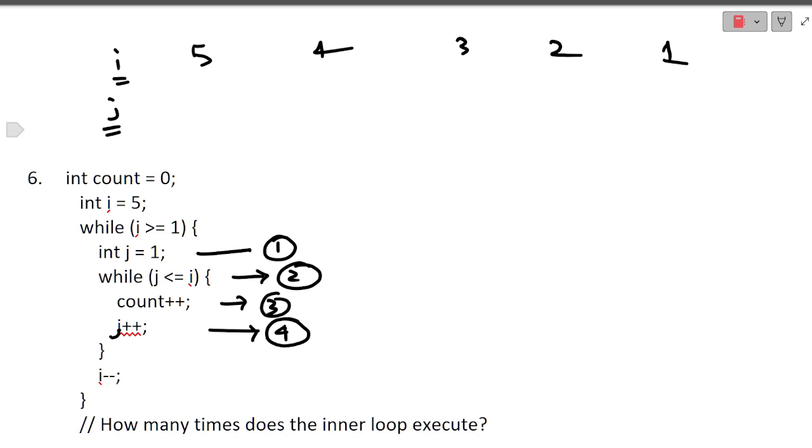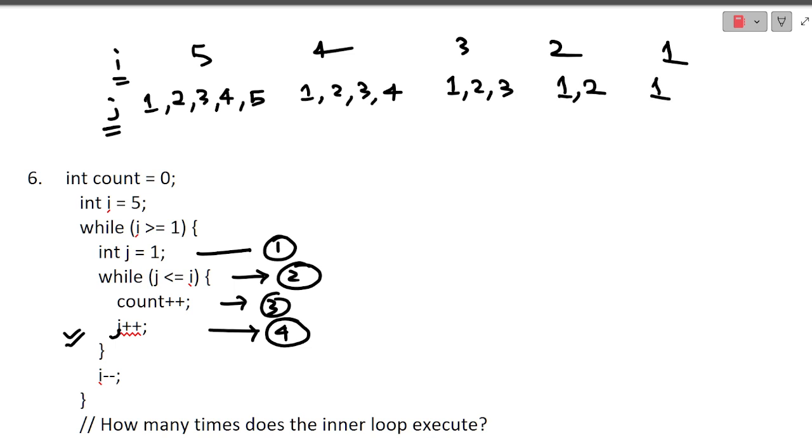Now let me think for my inner loop. Here it says that the inner loop will every time start from 1 and it will reach till i. And every time what will happen? j plus plus. So every time 1 will be incremented, and it will reach till i. So the first time my i is 5, so j starts from 1, then it is 1, 2, 3, 4, 5. For the second time my i is 4, but my j will start from 1. So 1, 2, 3, 4. For the third time it will be 1, 2, 3. Then for the next, 1, 2, then this is 1.